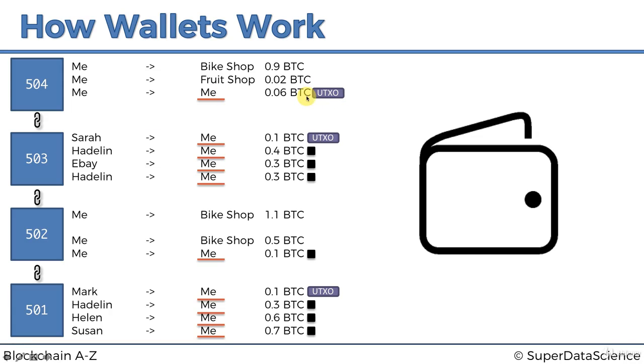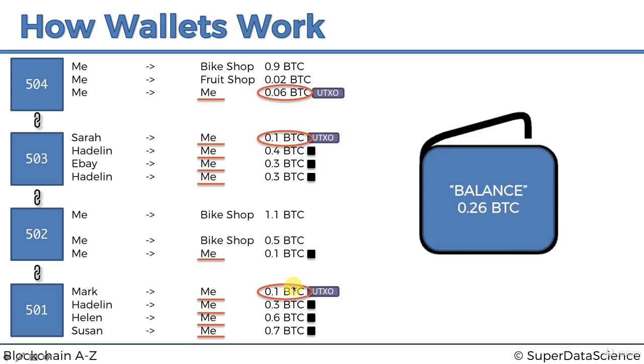So this one, because the other ones we can see they have black boxes, so we know that they've been used up. So only the ones without black boxes actually have UTXOs. And so all the wallet has to do now is just add up these amounts. Add up these 3 amounts, and you get a balance of 0.26 BTC. And so that's what you see on your screen when you log in.